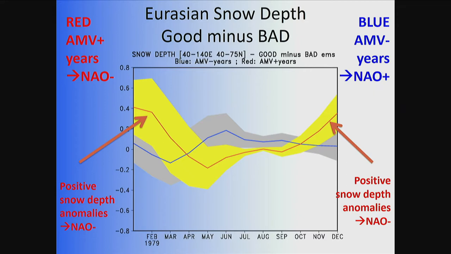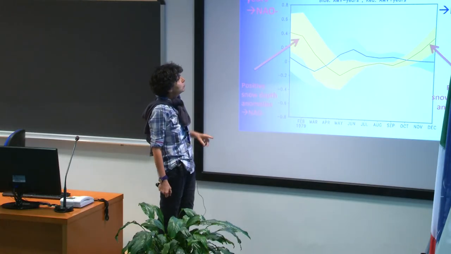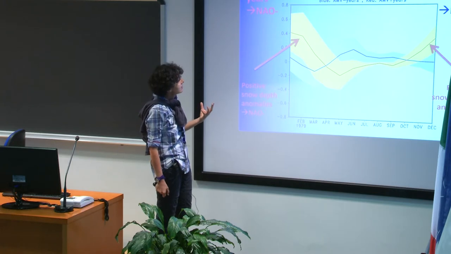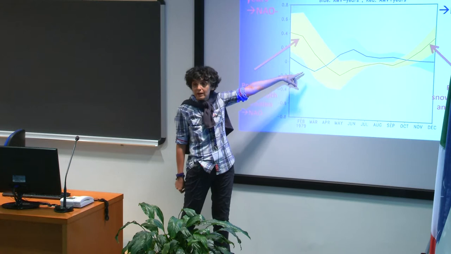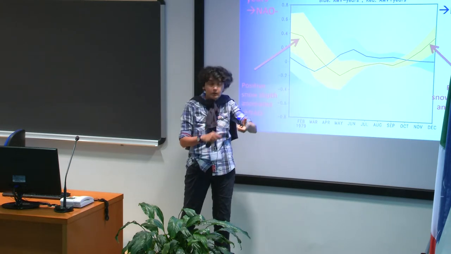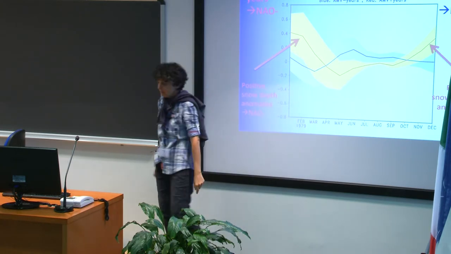minus non-sensitive cases. And actually, in the case of positive AMV, one can see that there is a positive anomaly in the winter of the snow depth. So snow depth could have helped to increase the sensitivity to AMV plus. But actually, it seems not to have much effect on the sensitivity to AMV minus.